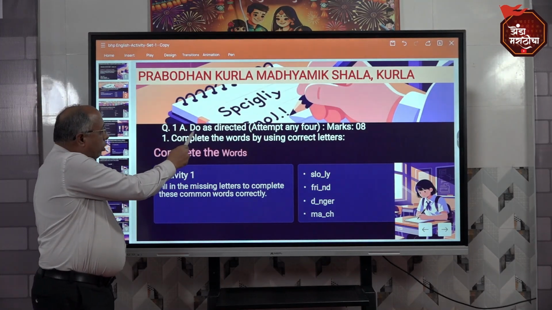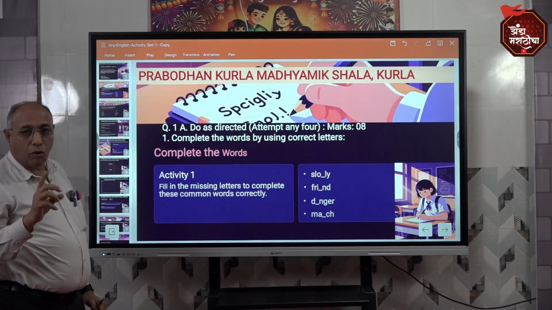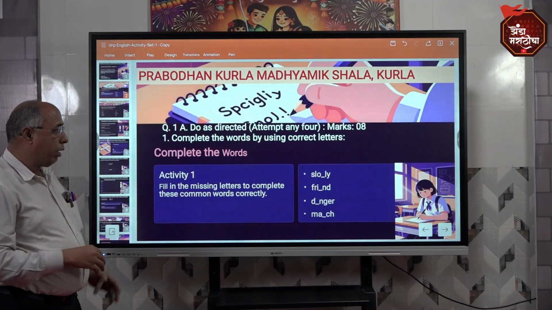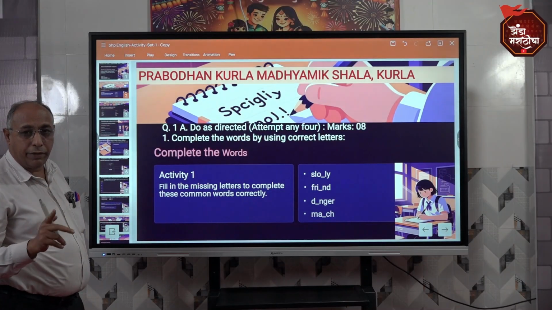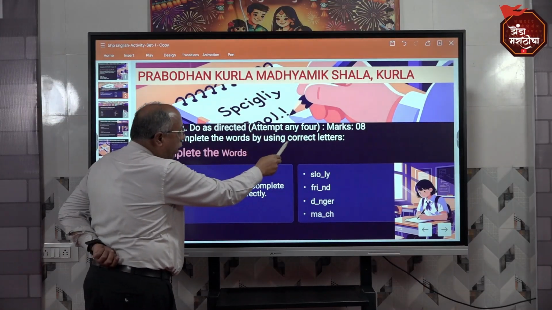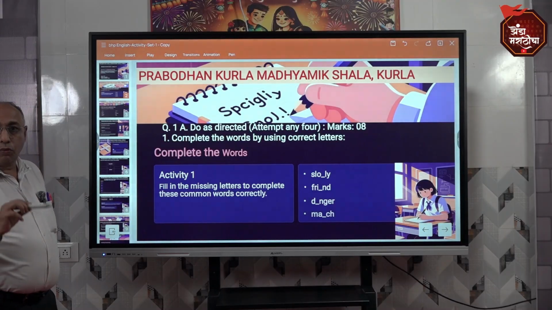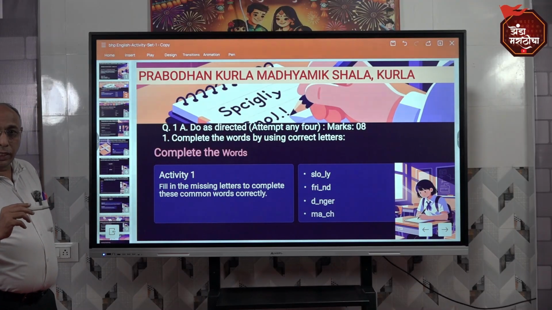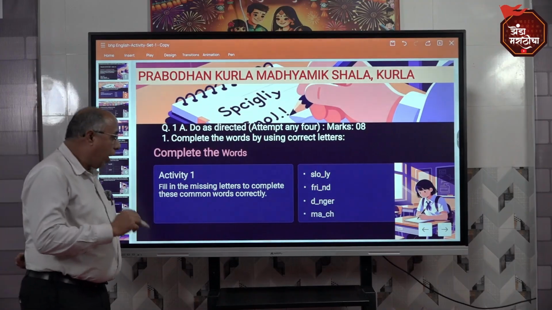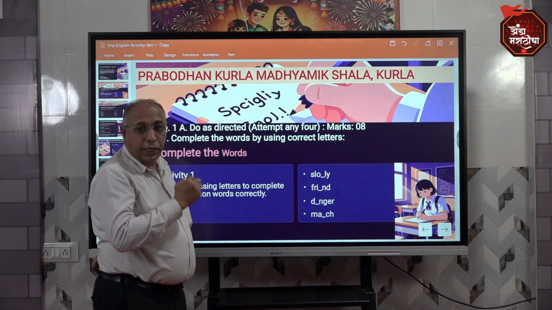Question number 1A, do as directed, attempt any 4. 6 activities will be given and you will have to solve only 4, and they will carry 8 marks. Each activity will carry 2 marks. First one, complete the word by using the correct letter. Means what? In this activity, 4 words will be given and some letters will be missing from them.